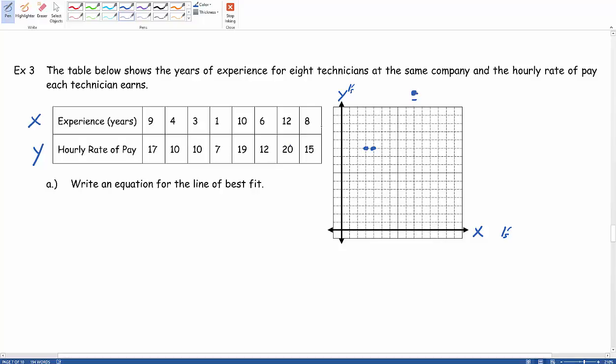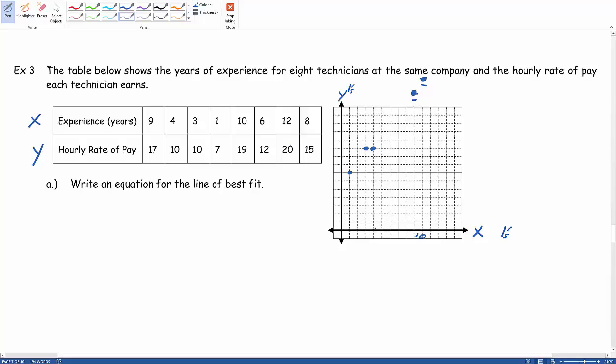Then we have 1, 7. So 1, and then 3 below that. So that should be about there. And then we also end up with 10, 19. So this was 4, 5, 6, 7, 8, 9, 10. And so at 10, we end up with 19. So that's going to be 2 more above this one. So 18, 19.